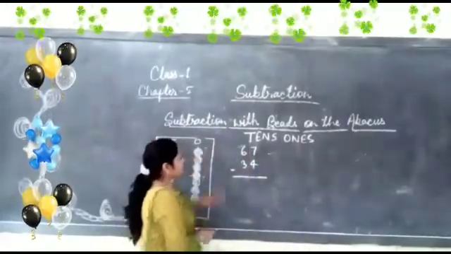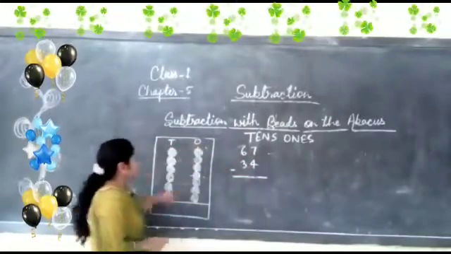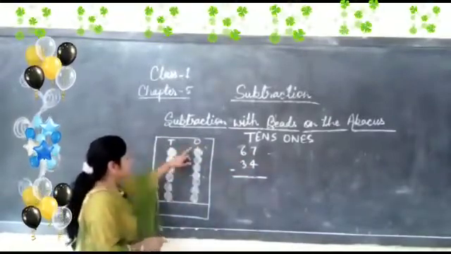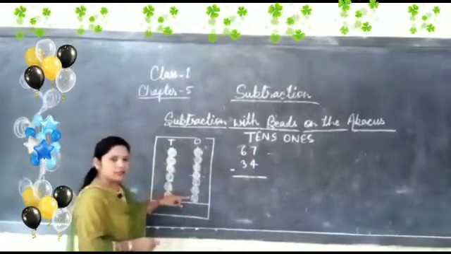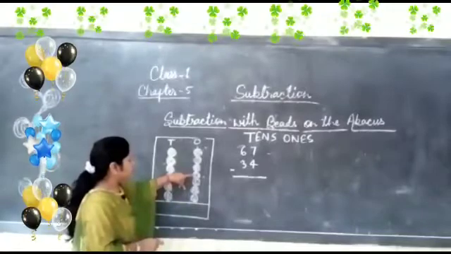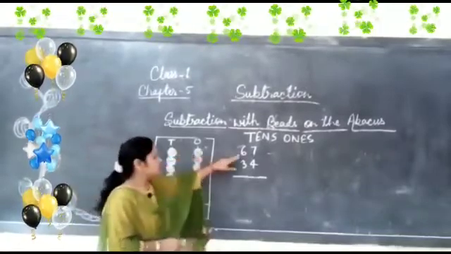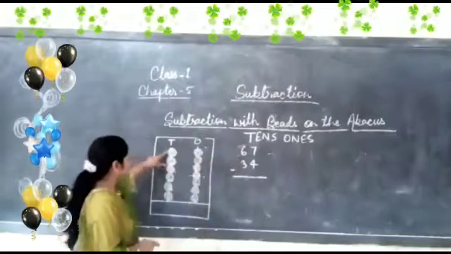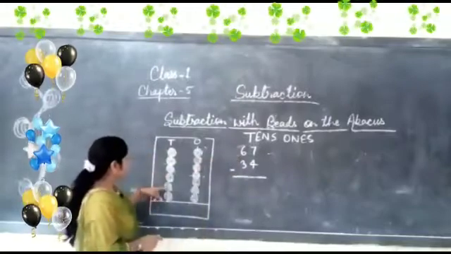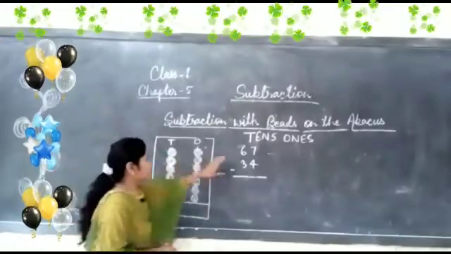So here you can see the first number is 67. So in this abacus you can see in the ones place 7 beads are there. Let us count: 1, 2, 3, 4, 5, 6, 7. And in the tens place we have 6. So we will count it: 1, 2, 3, 4, 5, 6. So this is our first number.